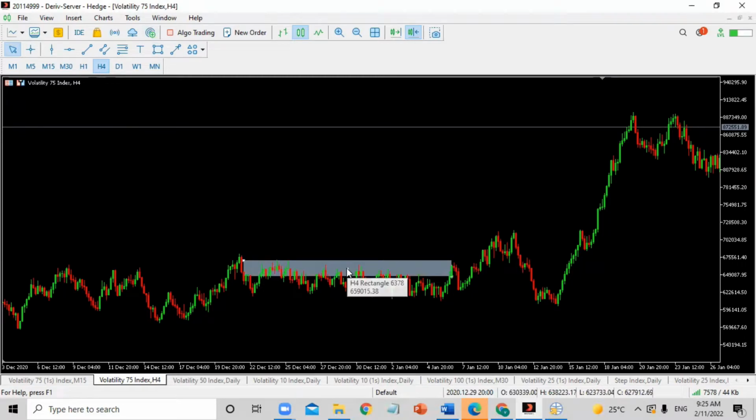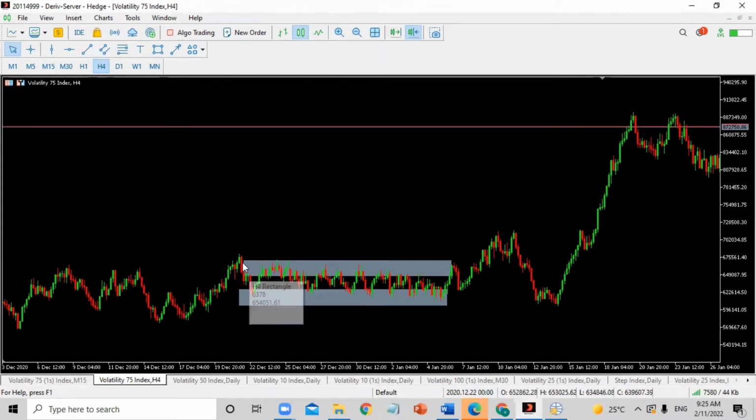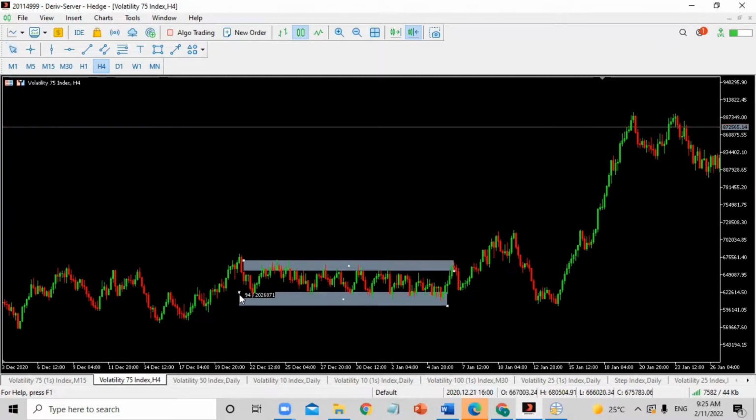This is a resistance and this is a support. Okay, so you know that our market structure, we always pick it up on the higher time frames, and in a consolidation in a range, the support becomes our key point of interest for buys, and our resistance becomes our key point of interest for sells.